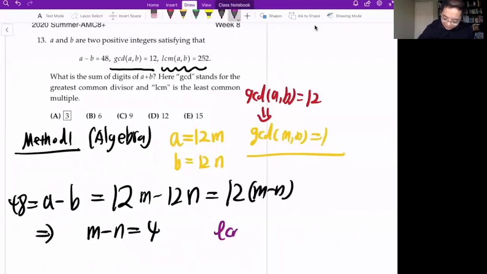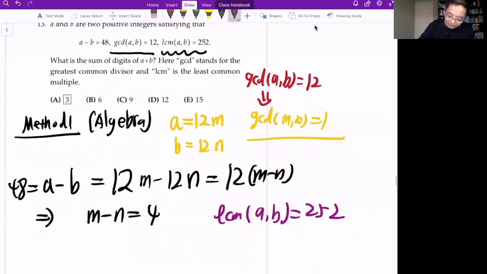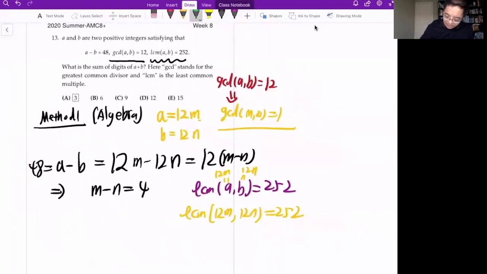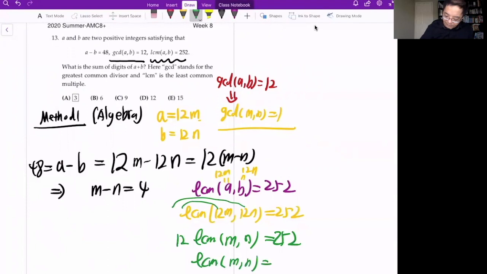So LCM of A and B, this is what we know, is 252. If I plug this in, A is 12n, this is 12n. Okay, so we have LCM of 12n and 12n is 252, right? Now I can pull the 12 to the front. So I get 12 times LCM of n and n is 252. And I get LCM of n and n is 21.